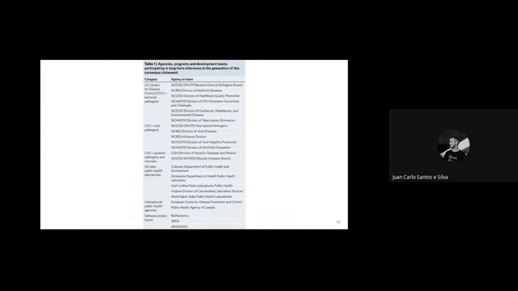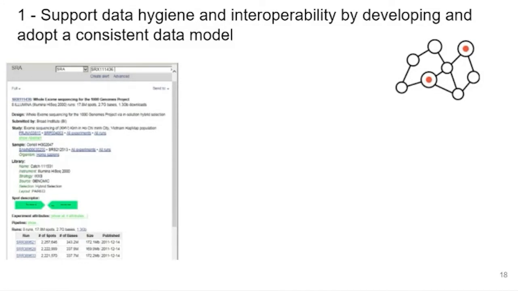In this paper, they interviewed a lot of public health agencies, and this is the full list of interviewees, to generate the consensus about the interoperability between different systems of genomic databases. They performed a series of long-form interviews in many public health agencies to establish this. The first recommendation is to support data hygiene and interoperability by developing and adopting a consistent data model.